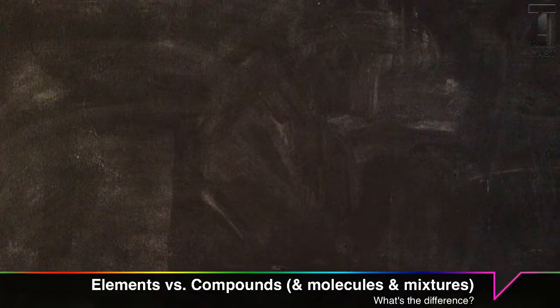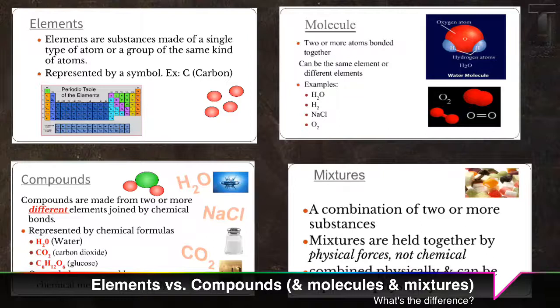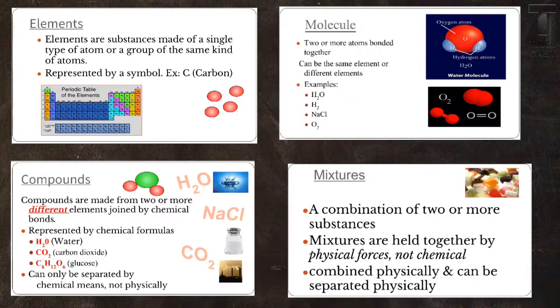Okay guys, for your next video, we have two parts. The first part, we're looking at elements versus compounds and molecules and mixtures. So starting with elements, elements are substances made of a single type of atom or a group of the same kind of atoms. We represent these by using a symbol like you see on the periodic table. Here an example is C for carbon, or you may see it drawn as a colored circle, and that circle will be only one color.